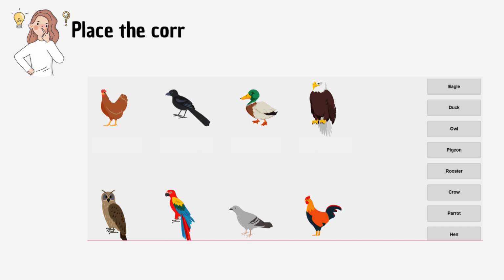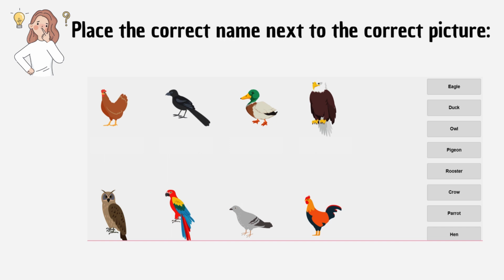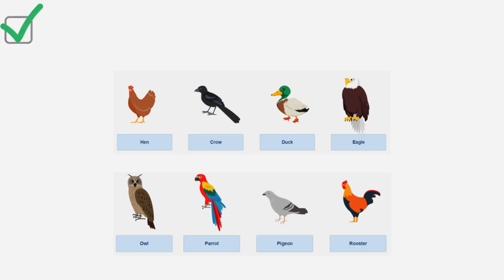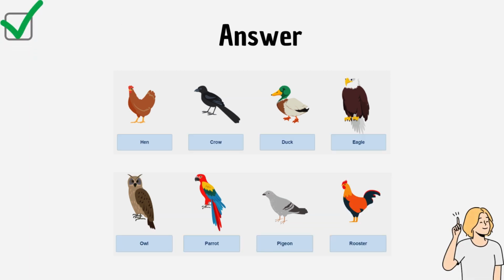Place the correct name next to the correct picture. And the answer is hen, crow, duck, eagle, owl, parrot, pigeon and rooster.